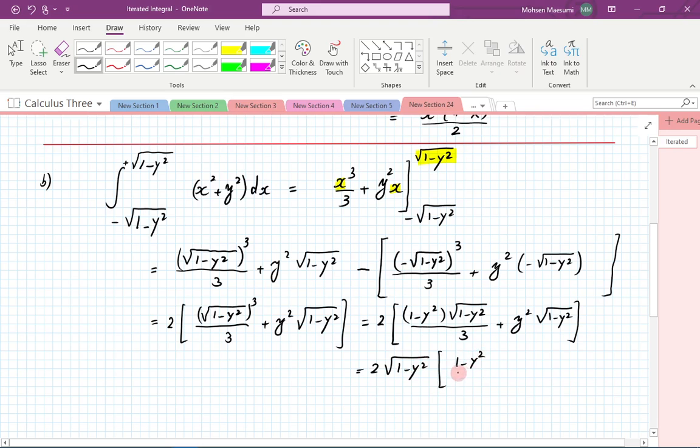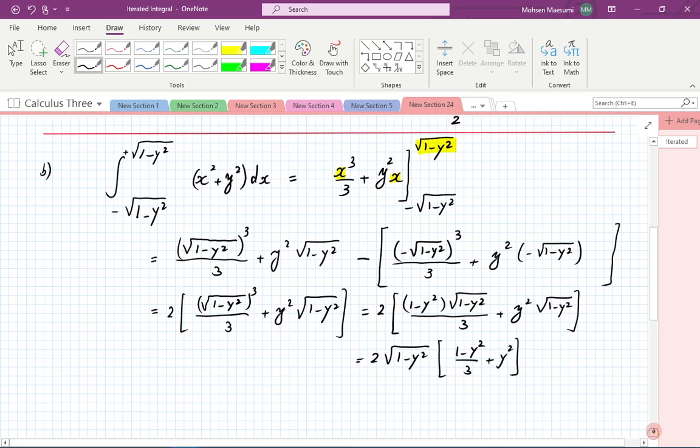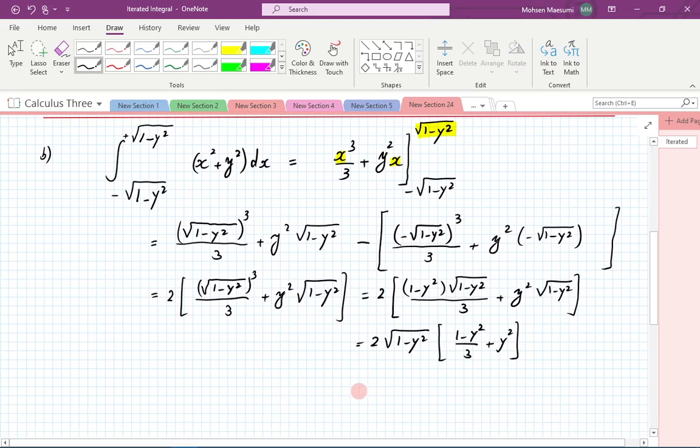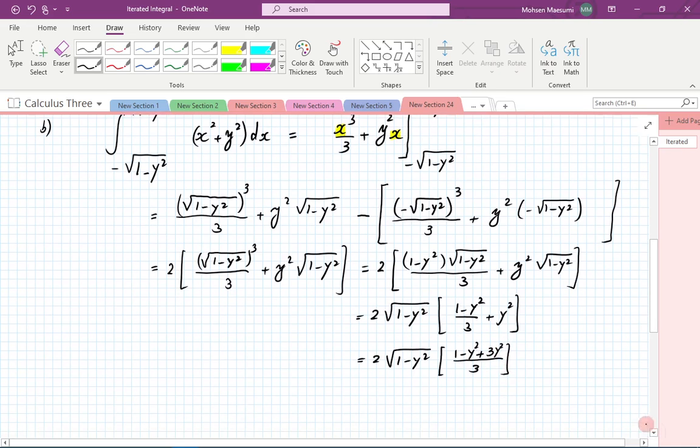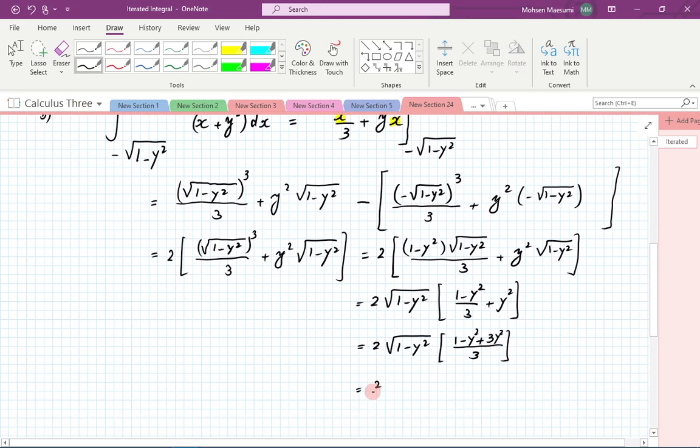Even though in this problem cleanup is not required, it's something that you want to get used to, because typically the problems have multiple steps that come up later on, and to the extent that you can clean up, that's going to be to your advantage later on. So 3 times 1 minus y squared, and then plus 3y squared, all told. So I can take the 3 outside as well, and then I have the radical, and then I have 1 plus 2y squared. So that is the end result of this calculation.